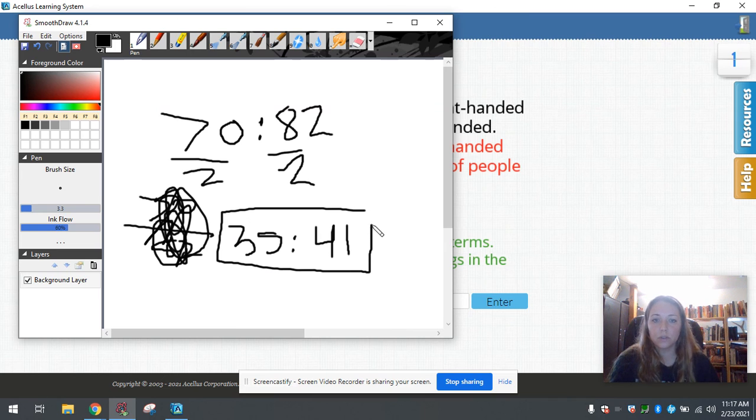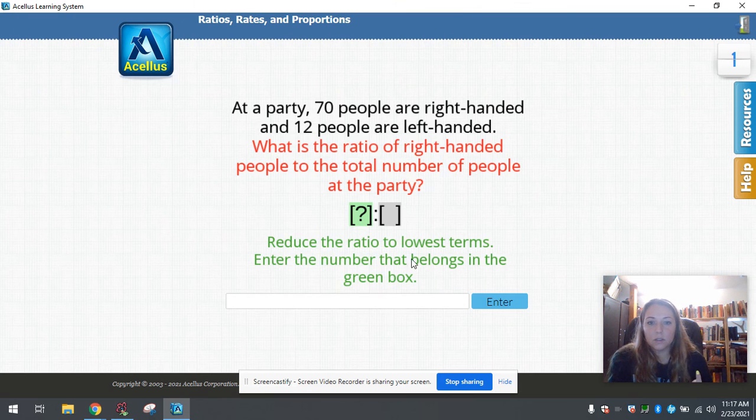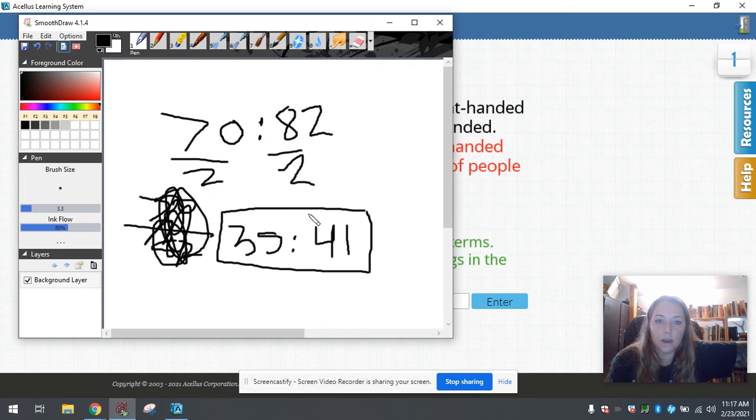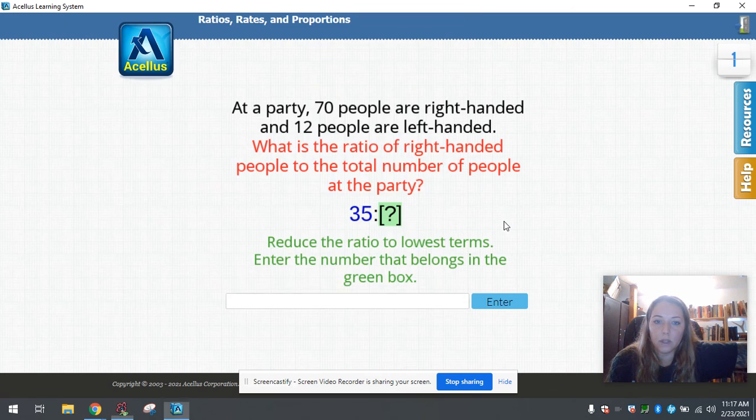So this is like if we had a smaller group of 41 people, about 35 of those people would be right-handed, in which case about 6 of them would be left-handed. Okay. So in my green box, I should be able to put in 35 and go on, and then I've already solved for that one. The other side of the box is 41.